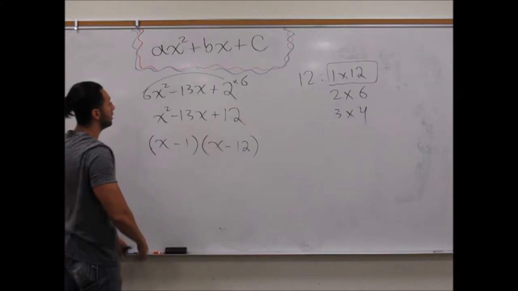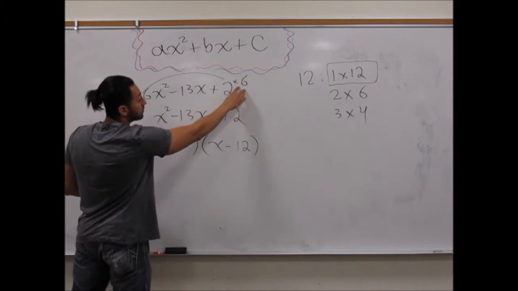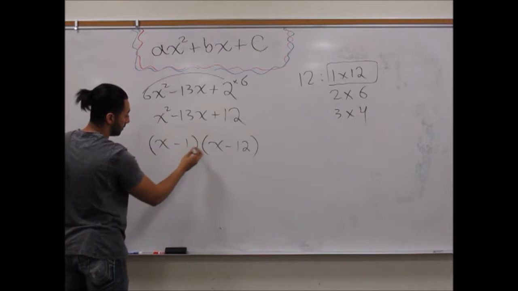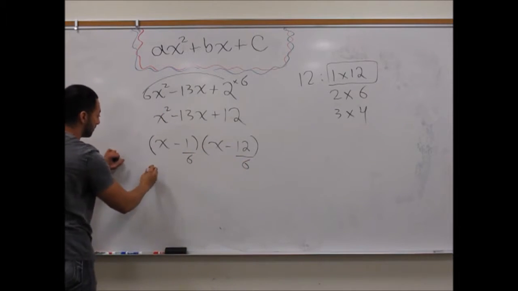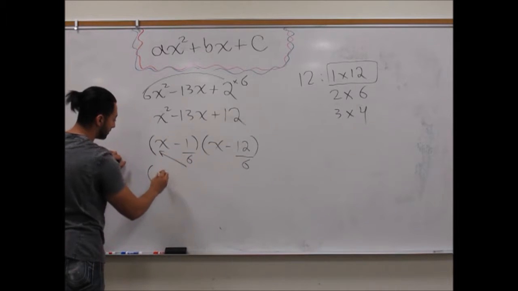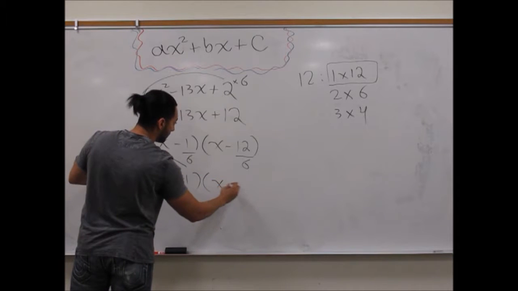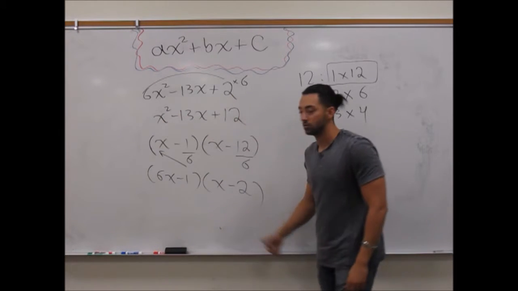But we're not done, because we did the throwback method and we multiplied by the 6. Now we have to divide by the 6 on the constants, on the numbers. If it doesn't go in evenly, you bring it back. So it's 6x minus 1. If it does go in evenly, great. So that's how this would factor.